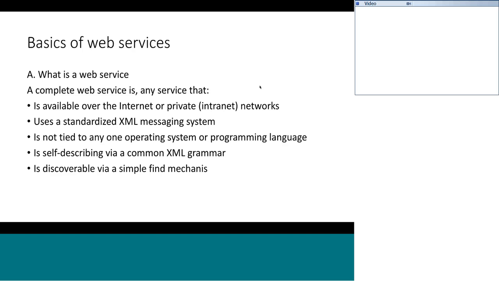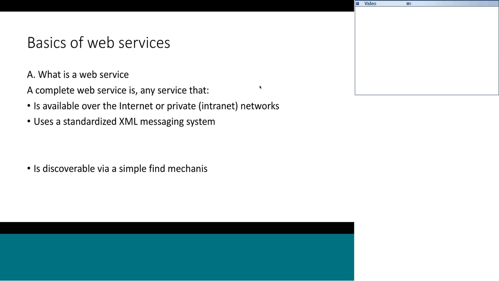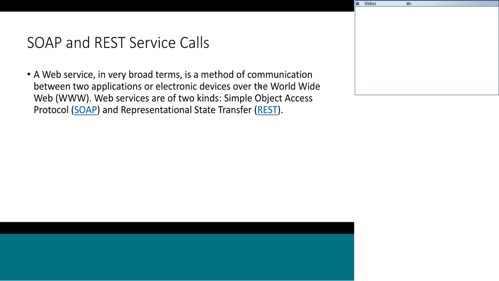Let's go a little more in detail. When we say web services, we say what kind of web service calls we make. The most common that we use are the SOAP and the REST service calls. Web service is a broad term, a method of communicating between two applications or electronic devices over the World Wide Web. The web services are of two kinds. That's not true, it's just the most used ones, which is the Simple Object Access Protocol, which is SOAP.